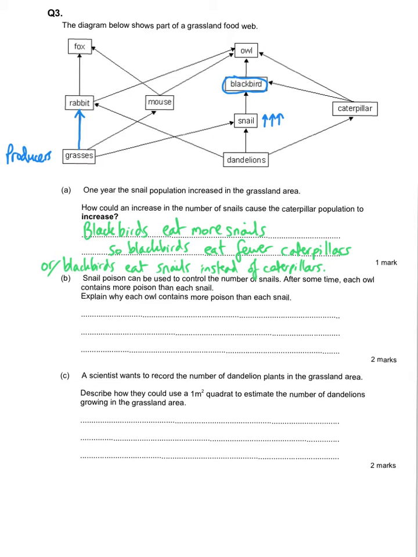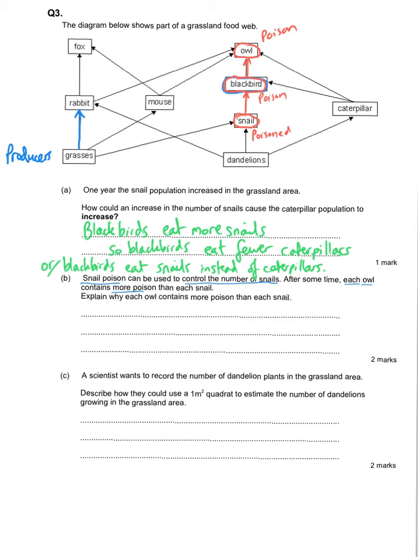And the follow-up question: snail poison can be used to control the number of snails. After some time, each owl contains more poison than each snail. Explain why each owl contains more poison than each snail. Well, every time the blackbird eats the snail, the poison gets passed from the snail to the blackbird, and then the owls eat the blackbirds. And so the blackbirds will have a buildup of poison inside them, and then the owls will eat the blackbirds.